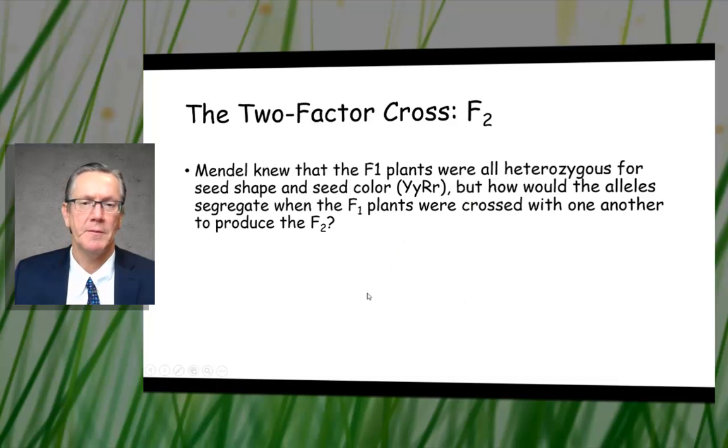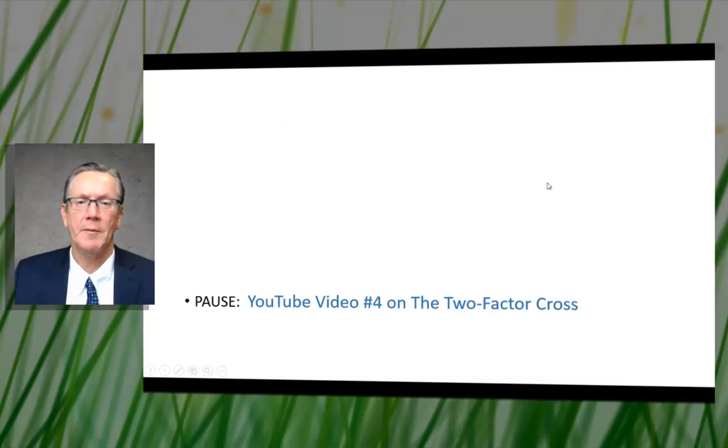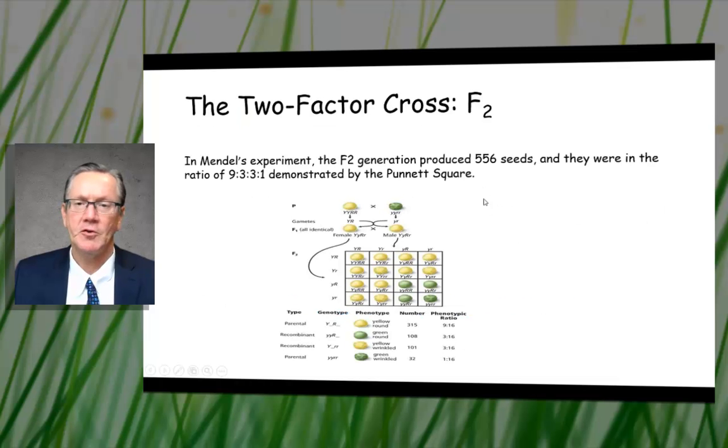The two-factor cross. Mendel knew that the F1 plants were all heterozygous for seed shape and seed color. But how would the alleles segregate when the F1 plants were crossed with another to produce the F2? So we're going to take this, the heterozygous, and we are going to basically self-pollinate and then find out what we end up with in the F2 generation. Mendel's experiment, the F2 generation produced 556 seeds, and they were in the ratio of 9:3:3:1, demonstrated by the Punnett square.